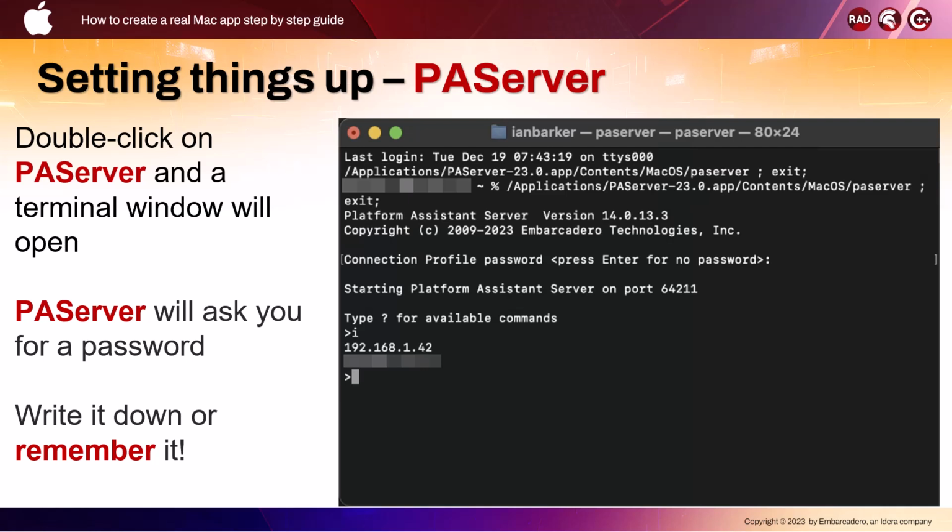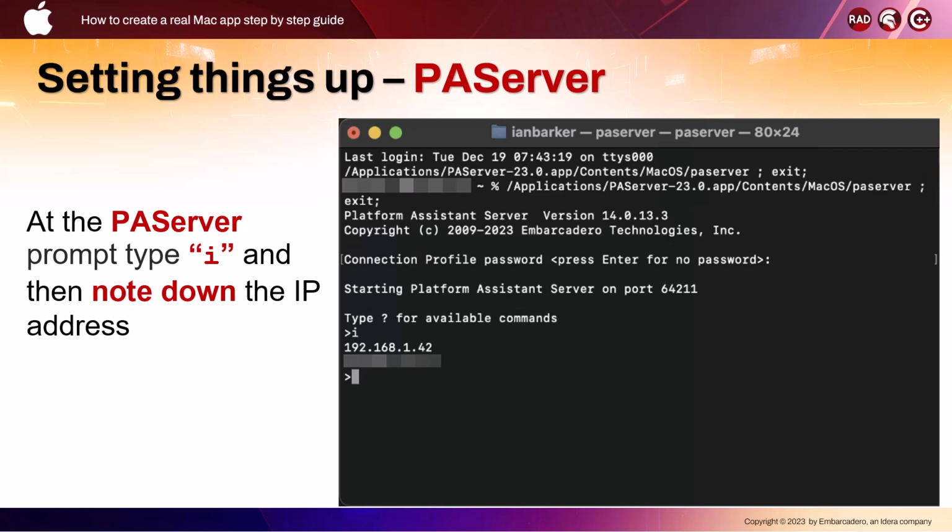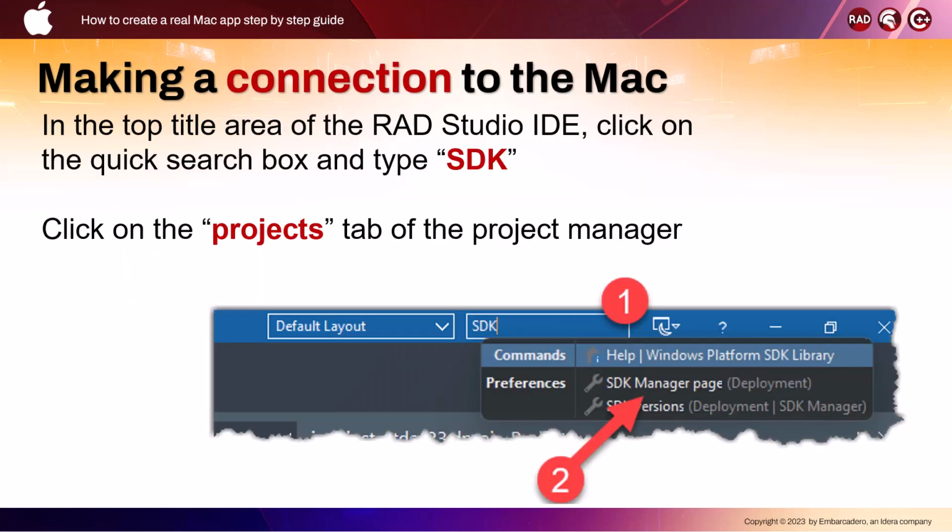But if you're not sure, when you run PA server on your Mac, just press that I and that will give you your IP address. You're going to need that later unless you're using machine names for the servers. When you get to PA server and you type I, you note down the IP address, and then we are going to use it in RAD Studio.